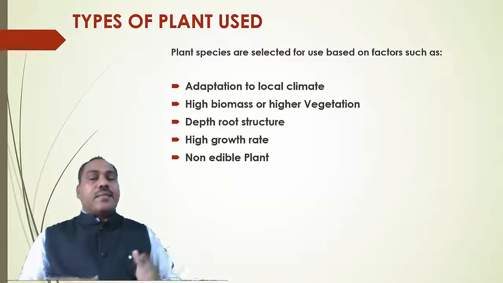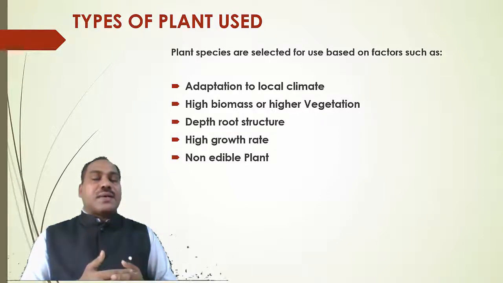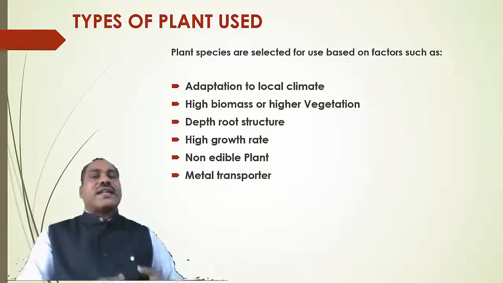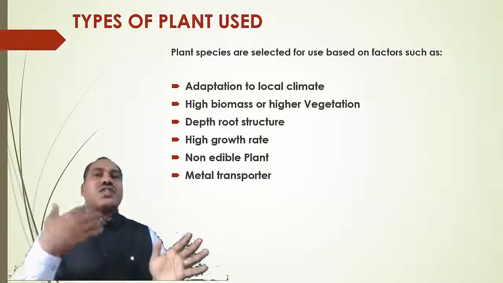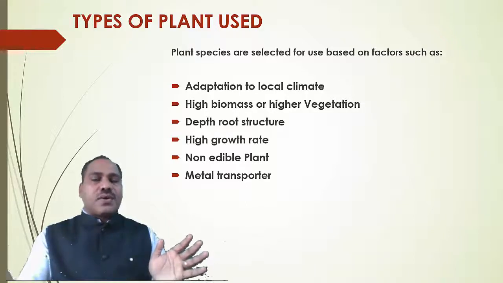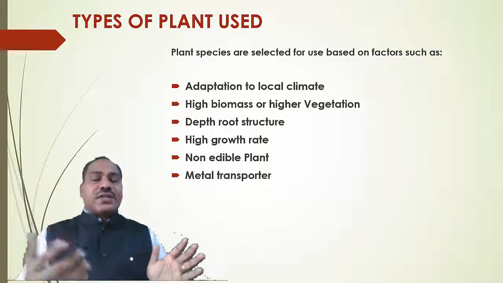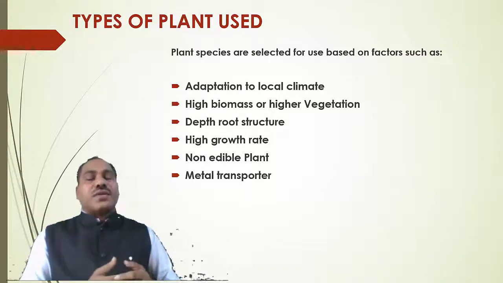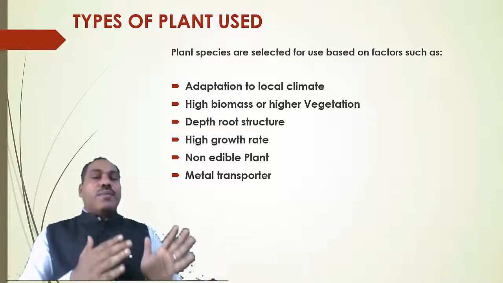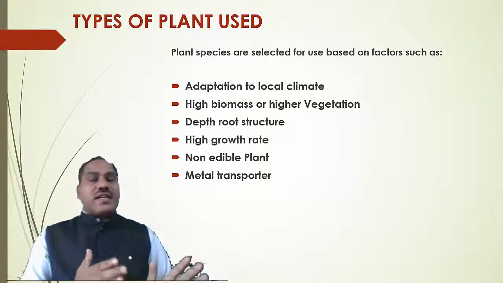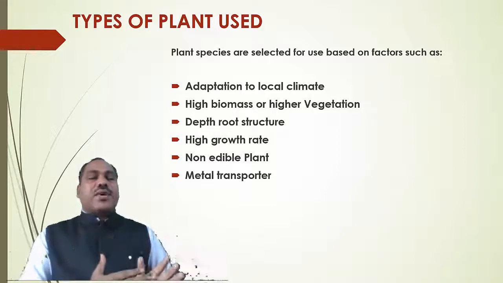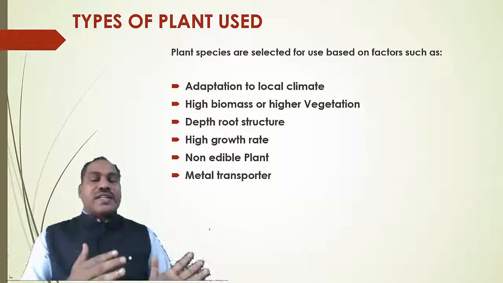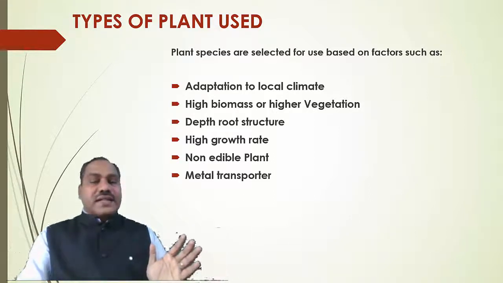Another important criterion for phytoremediation is the metal transporter. The plant should have a metal transporter, so that it can transport the metals from the soil to the plant roots, and then from the roots to the shoots. If the plants have some transporter, then they are able to transport the metals. So basically for this phytoremediation process, industrially important plants, non-edible plants, and high growth rate plants are always selected for better results.